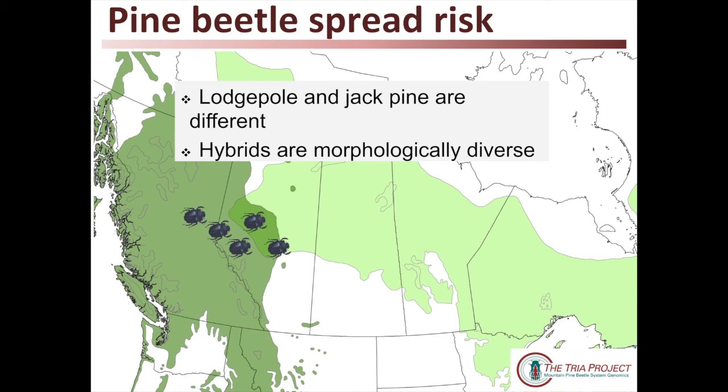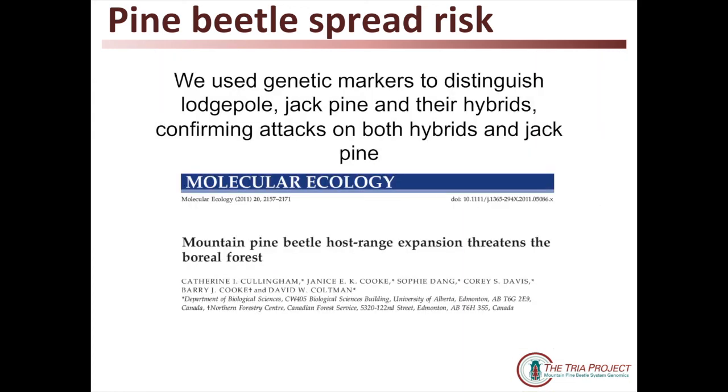So if we have these lovely beetles marching into this hybrid zone and getting close to the jack pine, there was no way for anybody to conclusively say, that's a jack pine that's being attacked by the mountain pine beetle. So what we did is we developed genetic markers that could distinguish lodgepole, jack pine, and their hybrids with really high accuracy. By using these markers, we were able to confirm that jack pine was indeed being attacked by the mountain pine beetle.